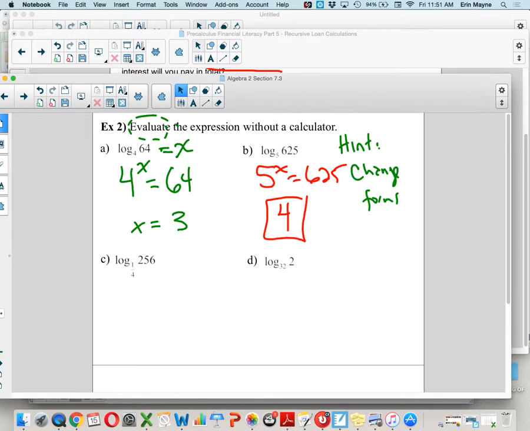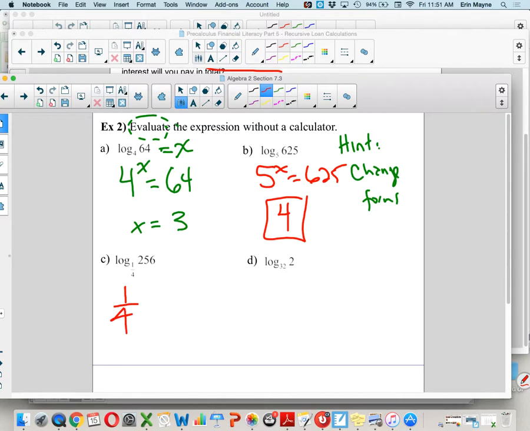Okay, you ready? If you got answers to C and D, raise your hand. Good. Ella, set up C, please. 1/4 to the power of x equals 256. Okay. Why is it negative, first of all? Because I flipped it. And 256 is a power of 4. Does anyone need me to say that differently?